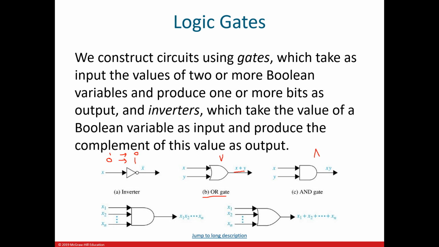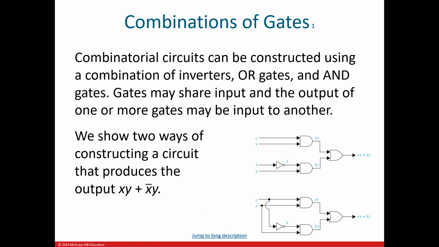AND and OR gates with multiple inputs. So if you have inputs from x1 to xn, and then if you do the AND of multiple inputs, you get x1 product x2 product up to xn. Then for the OR gate, if you do it for n variables, you get x1 sum x2 sum x3 and so on.